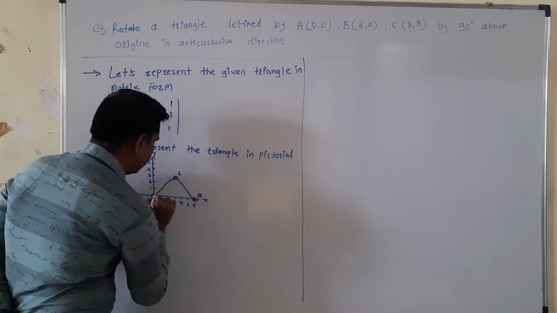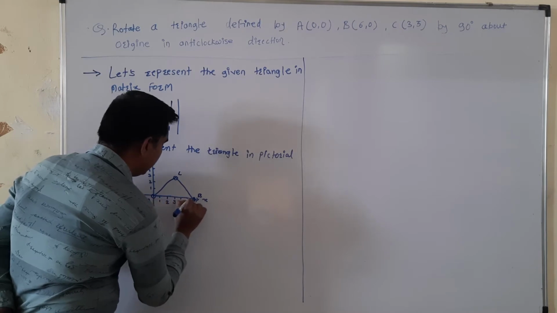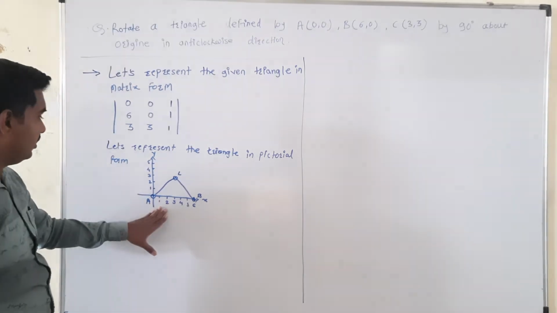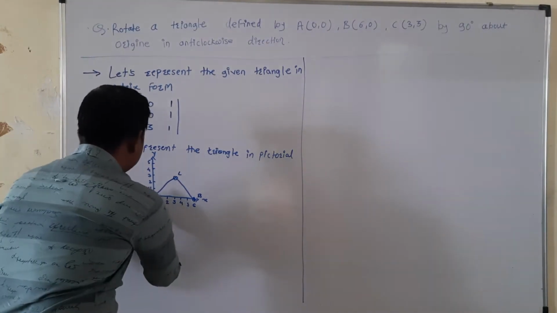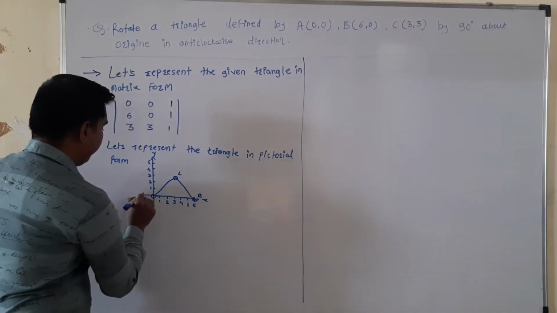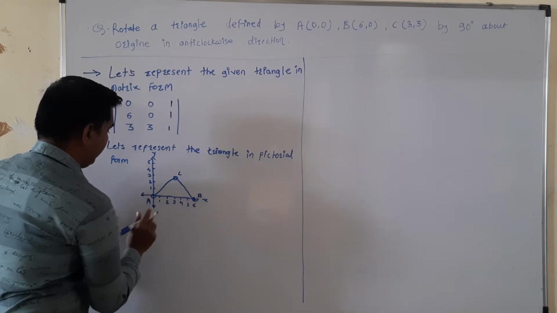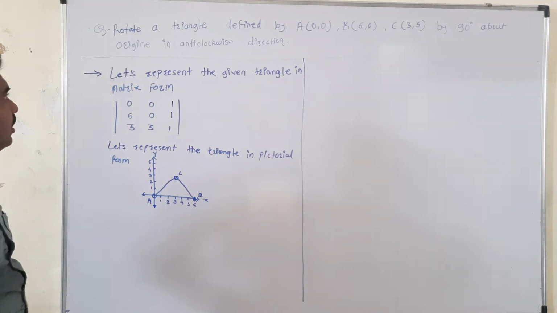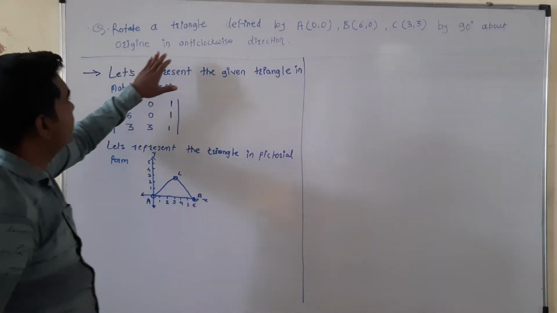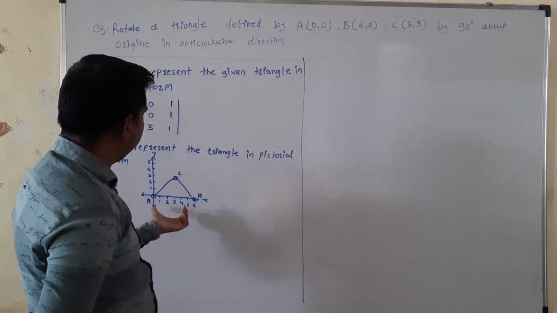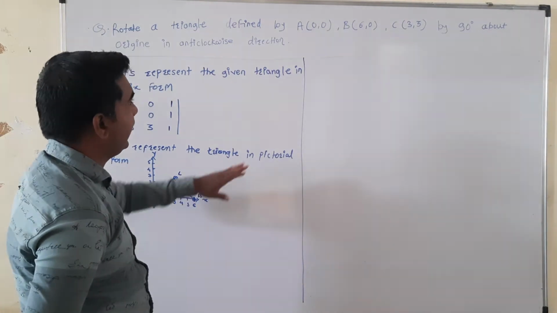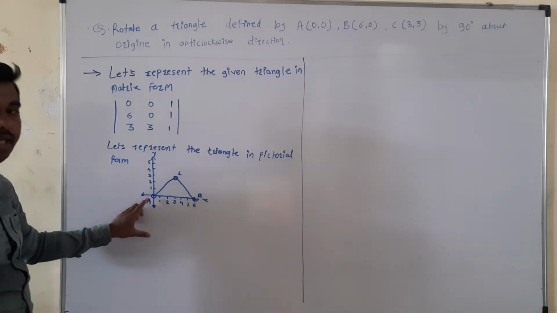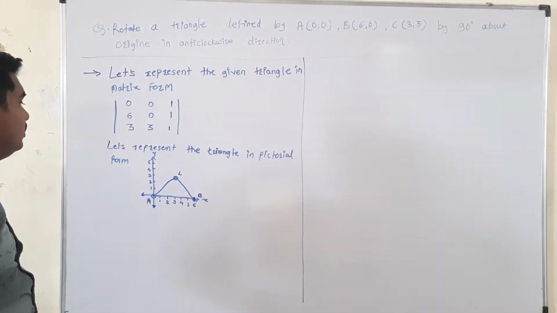Now join all the points. The given object looks like this before rotation. Okay. Now the question is, rotate the given triangle, meaning this triangle, by 90 degrees about the origin, that is at point A.